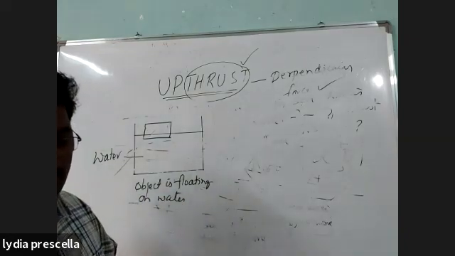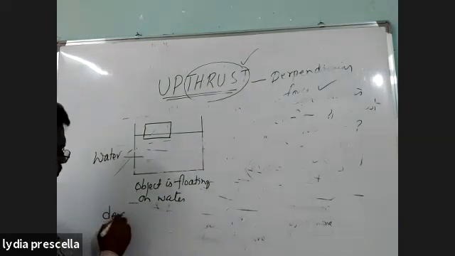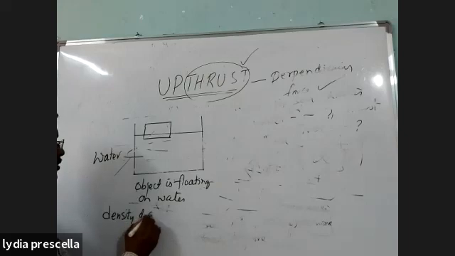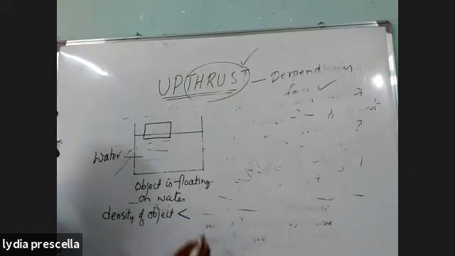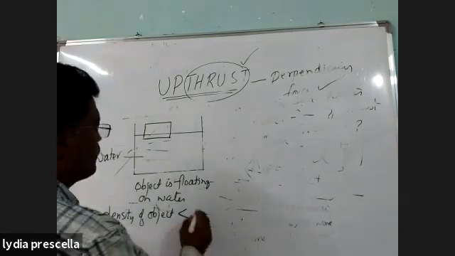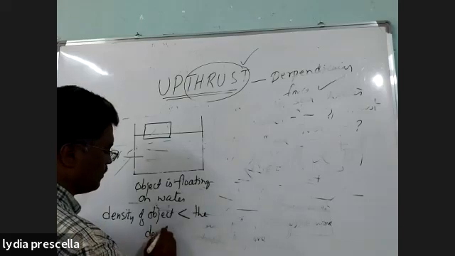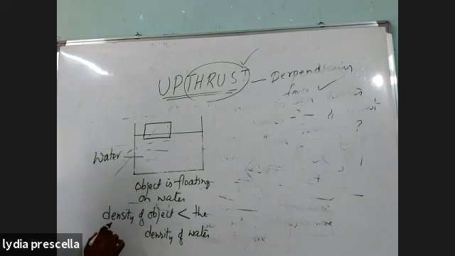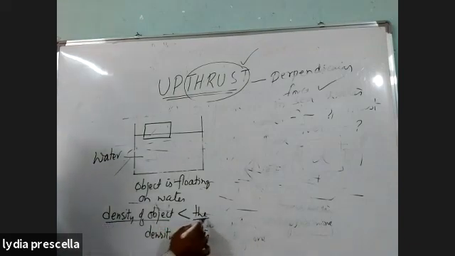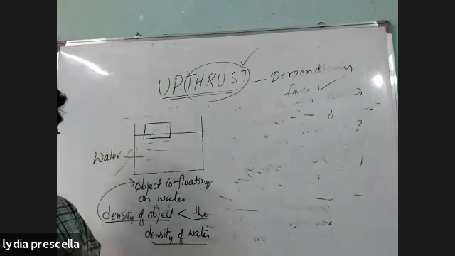When does an object float in water? Then the density of the object is less than the density of water. This is the condition. When the density of the object is less than the density of water, then the object floats on water, on a liquid. This is the first condition.